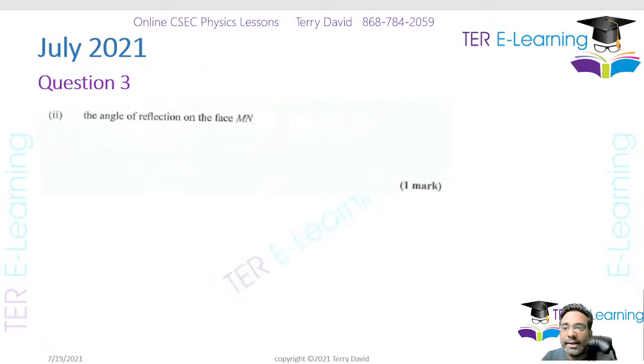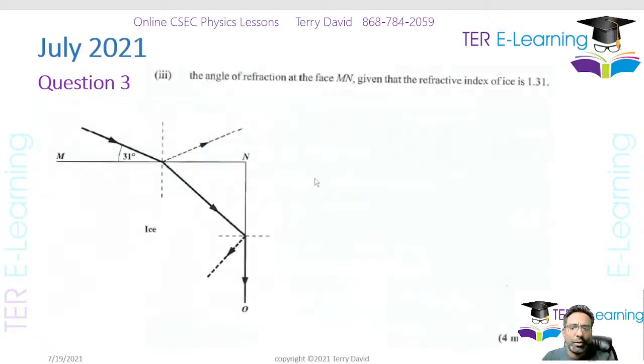And there's only 1 mark they gave for that. So that's what they want. So this here, my angle of reflection is going to be 59 degrees. That's it. 1 mark for that. Next thing they want now. So we knew that this angle here was 59.